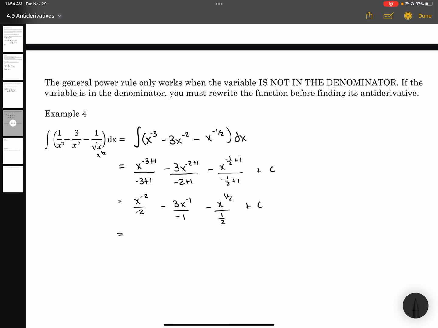So if we fully simplify, that's going to be negative 1 over 2x squared plus 3 divided by x to the first minus, dividing by half is the same as multiplying by 2, so minus 2x to the 1/2 plus c. So again, we'll say f of x equals that under the assumption that this was a derivative.